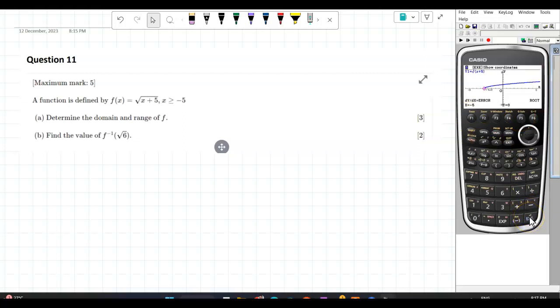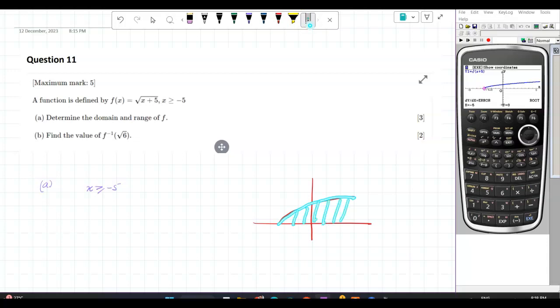So what is my domain? Domain are the x values. So -5. X is greater than or equal to -5. It's -5 and above. It's taking all the values of -5 and above. Once you see your graph now, look at all the x values it takes. So it's taking all the x values above -5.